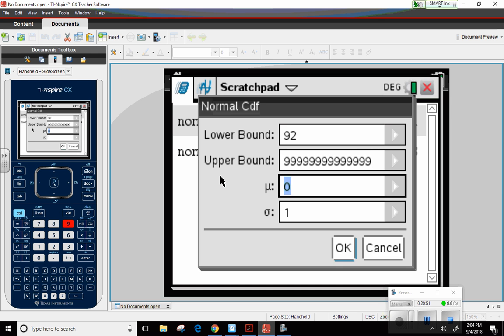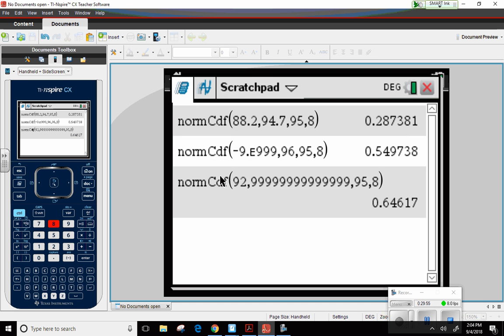Now, if I put in my mu and that, then I would say close to 65% of those guys have chest measurements bigger than 92 centimeters. So with the normal distribution, you have to think about whether you are going to categorize it as an upper boundary or a lower boundary. That's what we're looking for. Okay, all right, and we'll stop there.